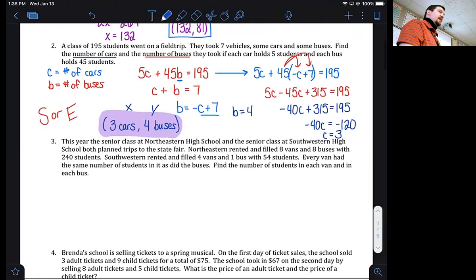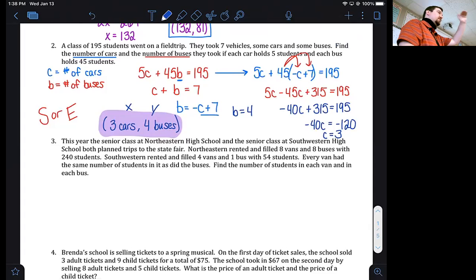This is not the same kind of question that we just did. The last question, we had a number of students equation, and then we had a number of vehicles equation. This one actually tells us the number of vehicles that both schools took. So we have a Southwestern equation and a Northeastern equation, and they're both going to be very similar to each other.